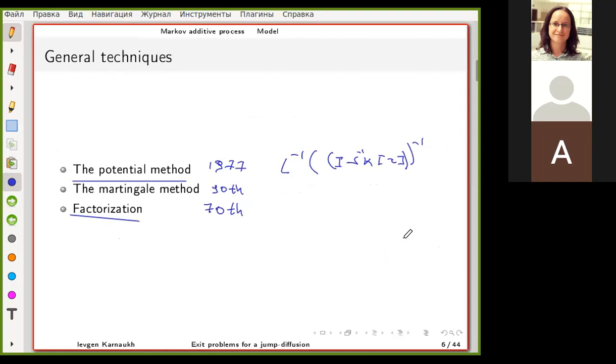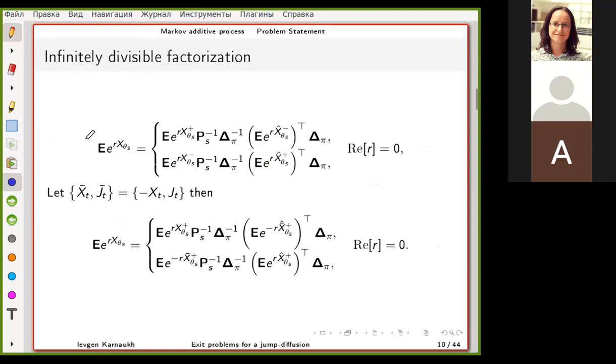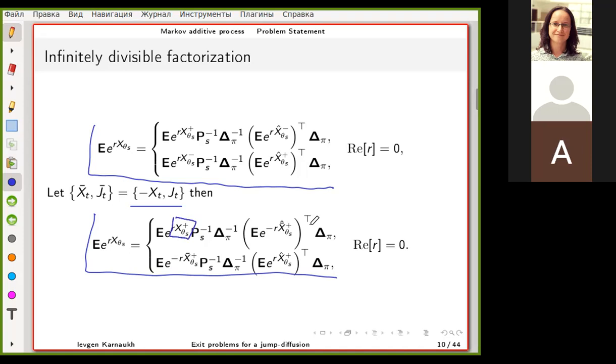Using this notion, our infinitely divisible factorization will be rewritten like this expression. And if I introduce some more notation for the opposite process, we will get such a form of the factorization. What is important here, we can see that all components of the factorizations are the moment generating function of extrema x plus, that is supremum of our process.